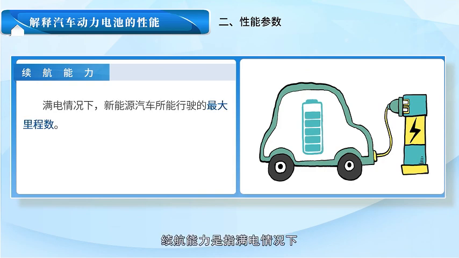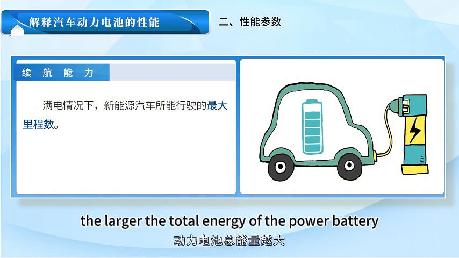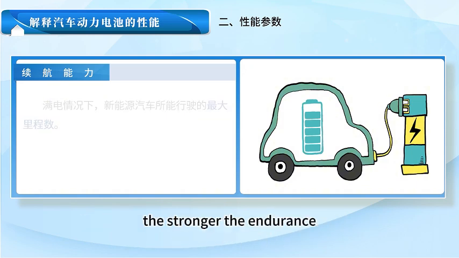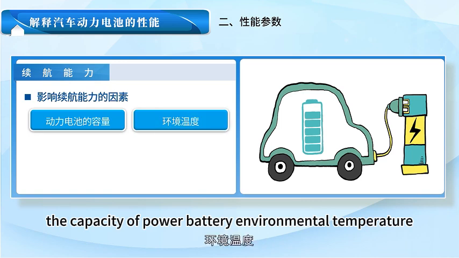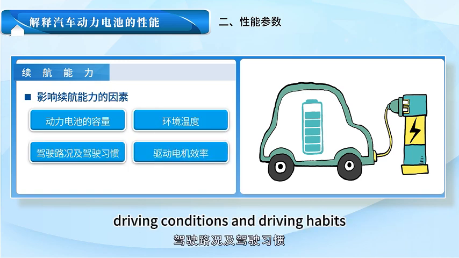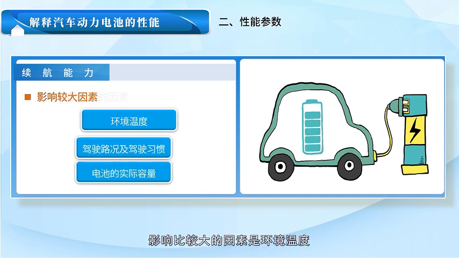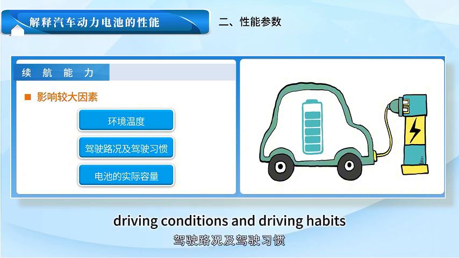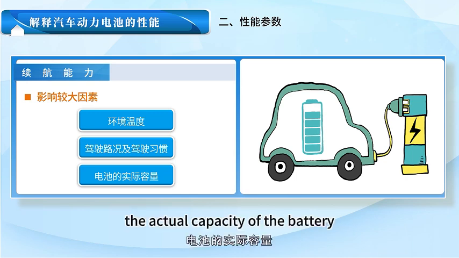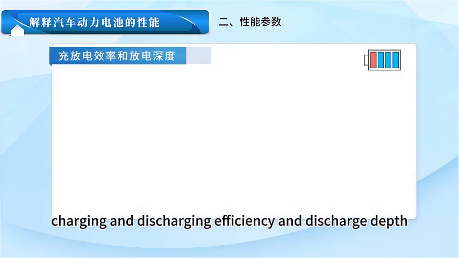Range. The cruising range refers to the maximum mileage that a new energy vehicle can travel. The larger the total energy of the power battery, the stronger the endurance. Factors affecting the cruising range include the capacity of the power battery, environmental temperature, driving conditions and driving habits, and driving motor efficiency. The factors that have a greater impact are environmental temperature, driving conditions and driving habits, the actual capacity of the battery, charging and discharging efficiency, and discharge depth.